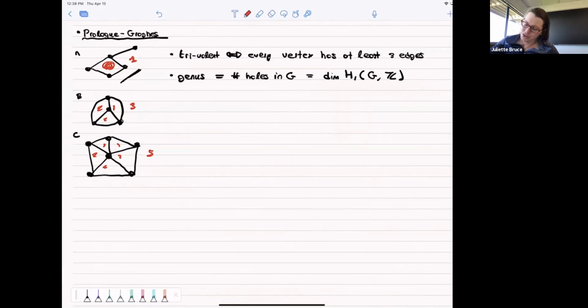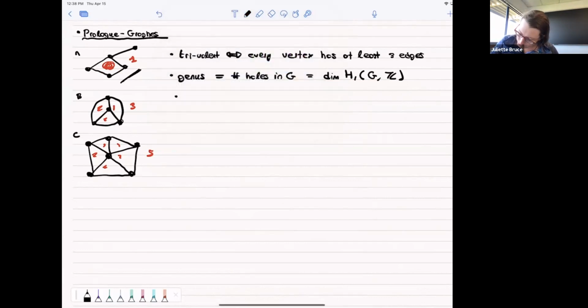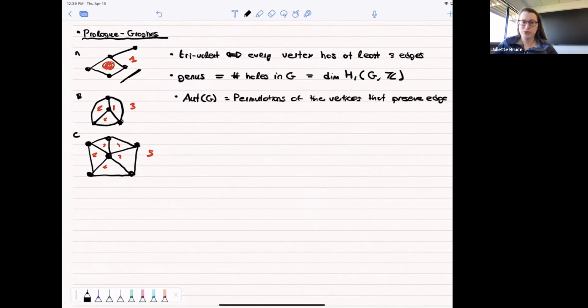So we have trivalent, we have genus, and the last notion we need for this prologue is that of an automorphism. The automorphisms of a graph G are just going to be the permutations of the vertices that preserve the edge structure. So things that permute the vertices and take edges to edges.